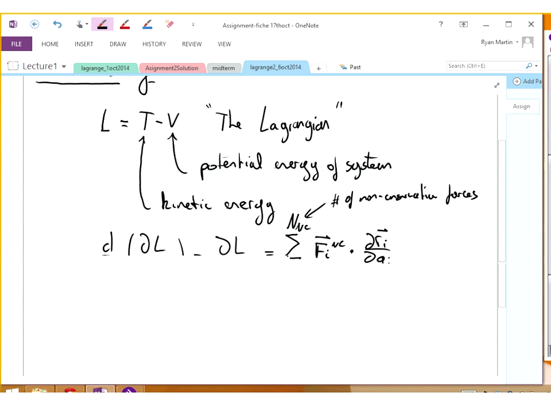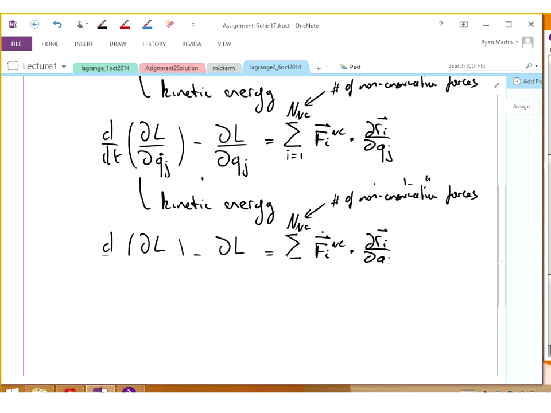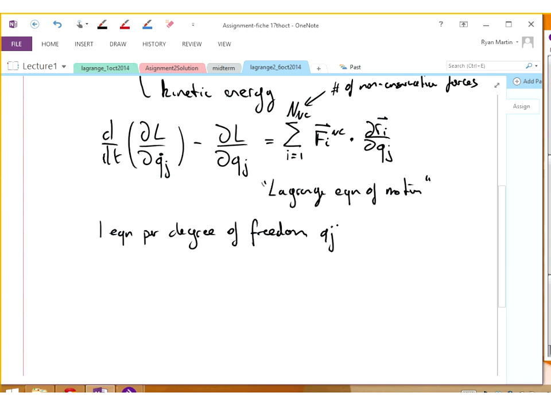And there's one such equation per degree of freedom. And so that requires the Lagrangian to be a function of the generalized coordinates and the generalized velocities and potentially time.